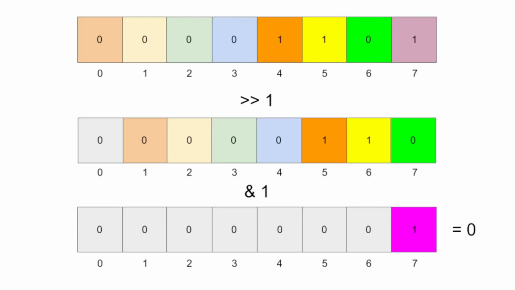Right shifting by 2 moves every bit to the right by 2. The two rightmost bits are lost. The two leftmost bits become 0. ANDing 1 with 1 gives 1. Right shifting by 3 moves every bit to the right by 3. ANDing 1 with 1 gives 1. The rest of the bits will all be 0.